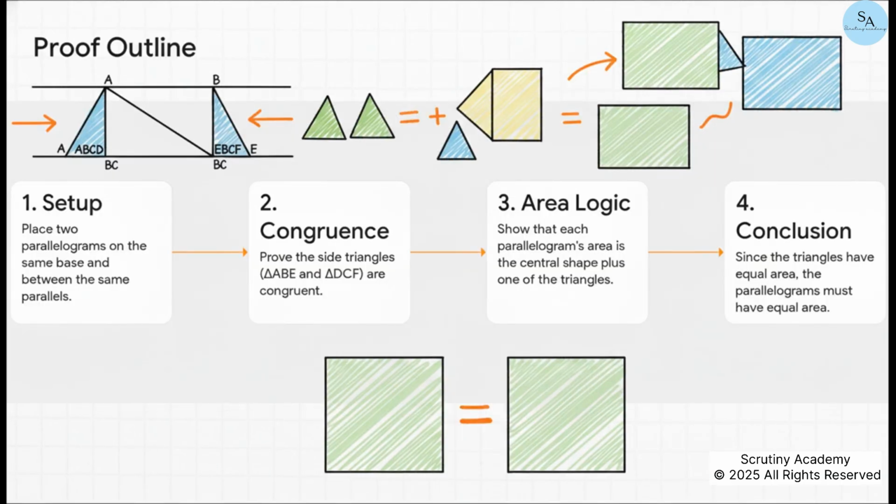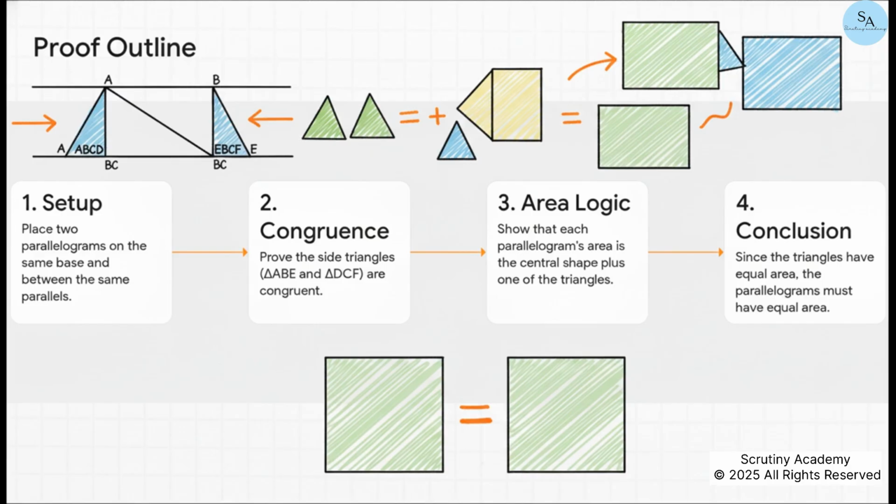So how do we actually know this is true? Well, the proof is actually pretty cool and visual. Check out the setup on the slide. We've got two parallelograms on the same base. Now, look at those two little triangles on the ends. The big secret here is that those two triangles are congruent. They are identical copies, which means they have the exact same area. So think about it. The first parallelogram is made up of that middle shape plus the triangle on the left.